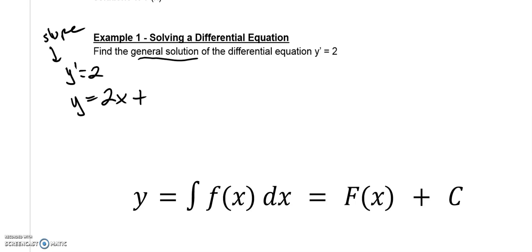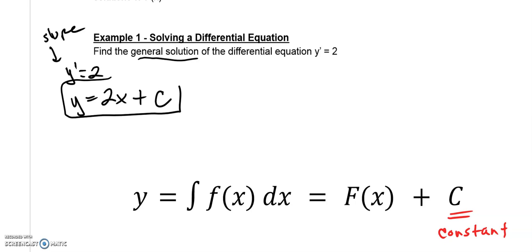That's why it's called the general solution. So that's where you would add a plus a constant. So that c represents a constant of integration. Okay, so on this one, this would be our final answer. That's the general solution of this differential equation.